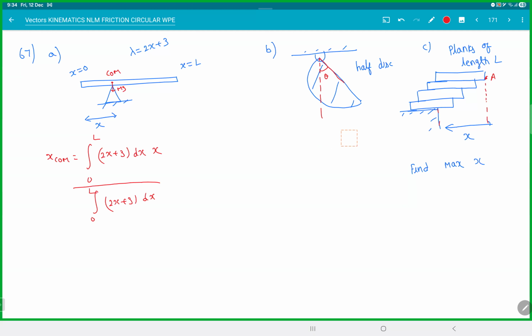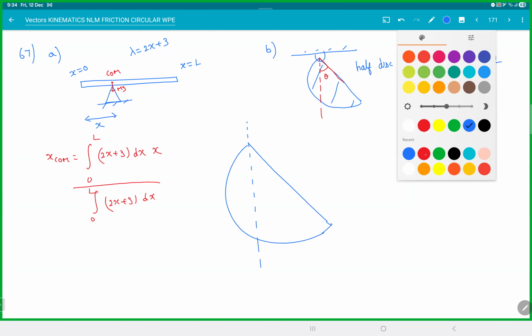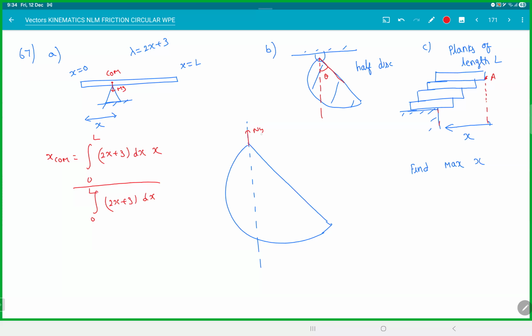What about the half disk? Whenever you hang a body, the center of mass has to be exactly under the point of suspension. Why? Simple reason. If you draw the forces, we have Ny and Nx. Since it is in equilibrium, torque about the hinge is zero. The torque of Ny is zero, the torque of Nx is zero, so the torque of Mg has to be zero. So the center of mass should lie somewhere on this vertical line.